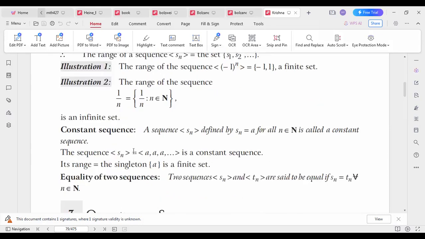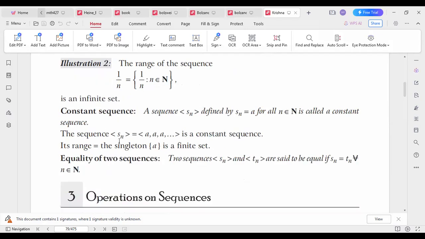Now, constant sequence, what will it be? A sequence Sn defined by Sn equals A for all n belonging to N is called a constant sequence. That means the range value, the image value, will be the same.